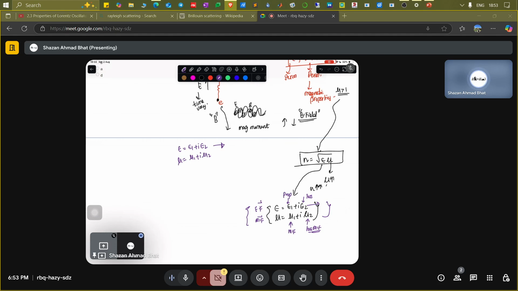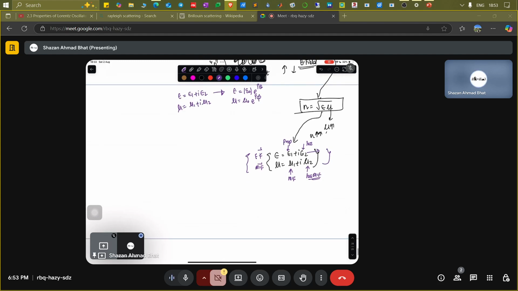You can write it in terms of a phasor. You can write epsilon to be equal to some, let's say, epsilon naught e to the power i theta. You can write mu to be equal to mu naught e to the power i phi. And you can even write the refractive index to be the square root of epsilon naught mu naught. This is magnitude e to the power i (phi plus theta) divided by 2. This comes because of the square root.